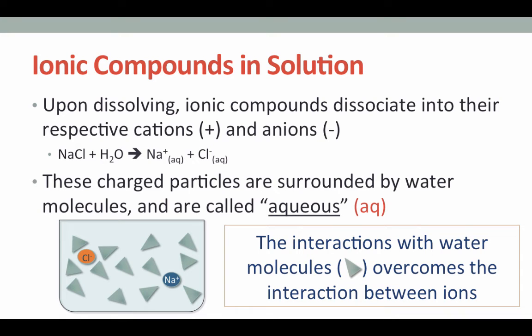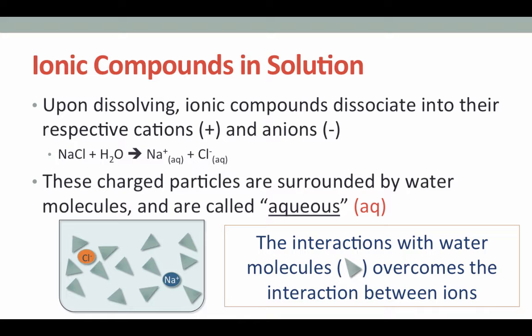Ionic compounds are compounds that, when added to water, will split into positively and negatively charged ions. These positively charged ions are called cations, and the negatively charged ions are called anions. For example, if we take sodium chloride, which is regular table salt, and we add it to water, the sodium chloride dissociates into sodium cations and chloride anions.